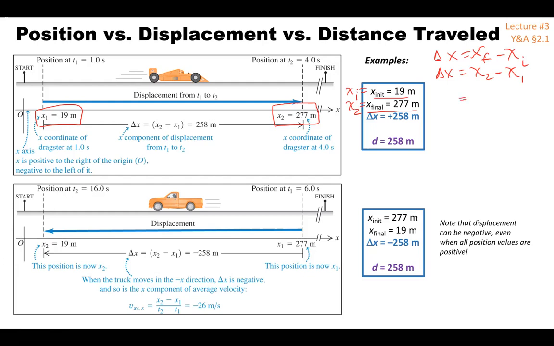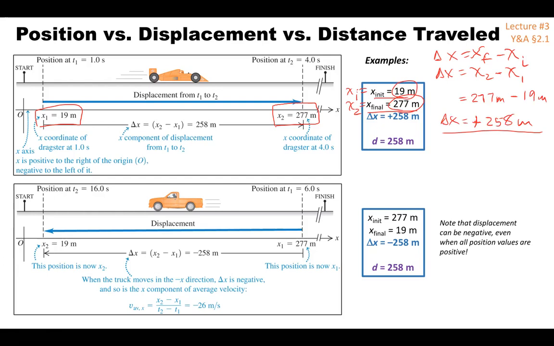So we plug those values in, 277 meters minus 19 meters. So notice that's the final position minus the initial position. And I asked my calculator what that is, and it's 258 meters, and it's positive. Now, you never need to write this plus sign on any positive quantities, but once in a while, like now, I'm going to write it just for emphasis.